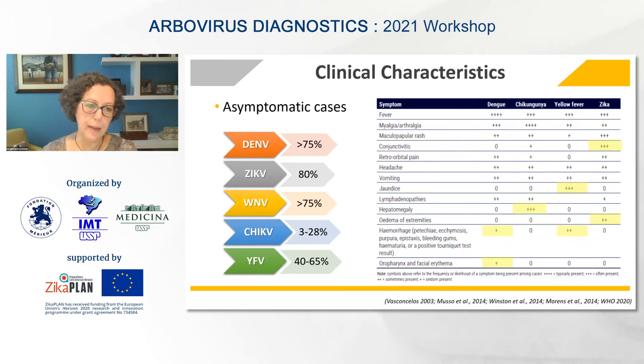On the left side of this slide, I'm showing the proportion of symptomatic cases that occur in some of the most frequent arbovirus infections, at least here in Brazil. Dengue virus, more than 75% are asymptomatic. Zika virus, 80%; in the last epidemics, studies in blood banks show a high proportion of asymptomatic patients. West Nile, we don't have it frequently here in Brazil, but the frequency of asymptomatic cases is also high. Except for chikungunya, there are fewer asymptomatic cases. Also yellow fever, where up to 65% of cases can be asymptomatic.